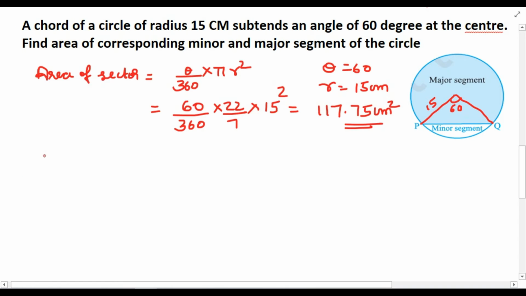Then we need to find the area of this triangle formed by the radii and the chord, because we know that the area of the segment is equal to the area of the sector minus the area of the triangle formed here.